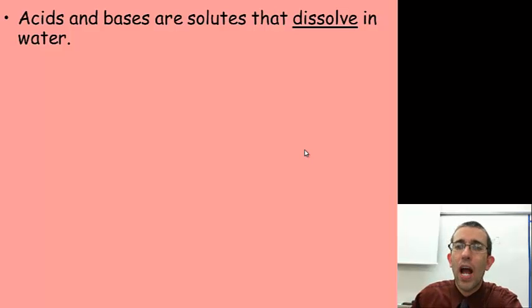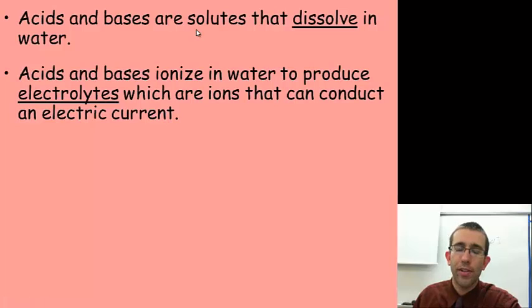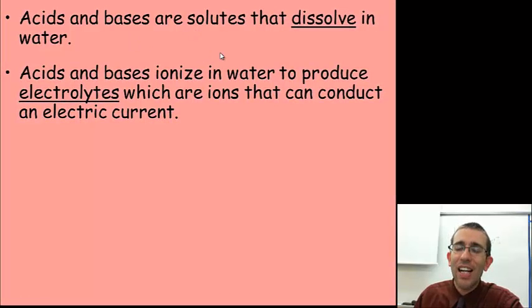Alright, so acids and bases are solutes that dissolve in water. Look at us already going back to a definition. Solutes, remember, is what is being dissolved. So they are solutes being dissolved into water. Acids and bases ionize in water to produce electrolytes. If you remember, we've talked about electrolytes before. This is a solution of water that can conduct electricity.